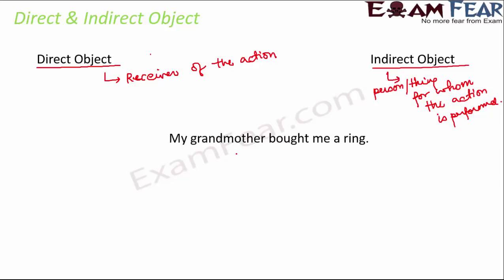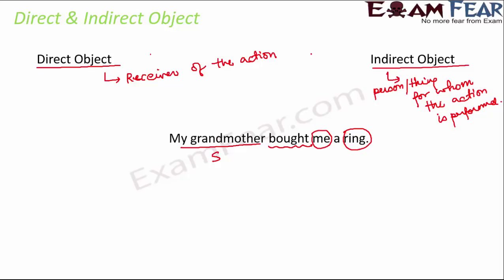So let us look at this example. My grandmother bought me a ring. So our first task is to identify the action verb. That means the verb which shows that an action is taking place. So here the action verb is bought. So the question is, who bought the ring, or who is the doer of that action? It's the grandmother. So my grandmother is the subject here. Then what about the object? So if you see here, you have two objects, me and ring. Now the question is, which one is a direct object and which one is an indirect object?